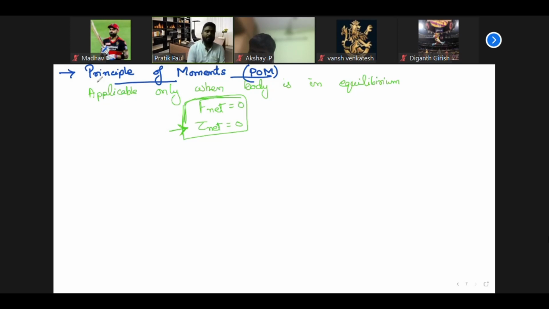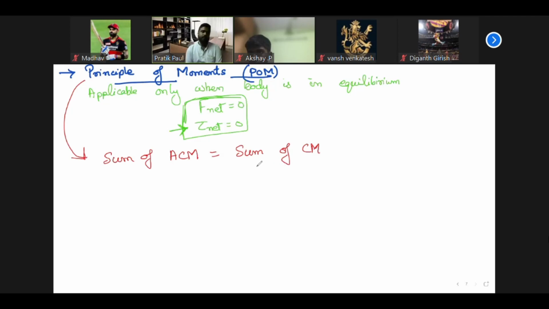So the principle of moments states that the sum of anti-clockwise moments is equal to the sum of clockwise moments. Fine. You can also state that the summation of all the moments about a point is equal to 0. That is, the sum of anti-clockwise plus the sum of clockwise is equal to 0. That is also there.